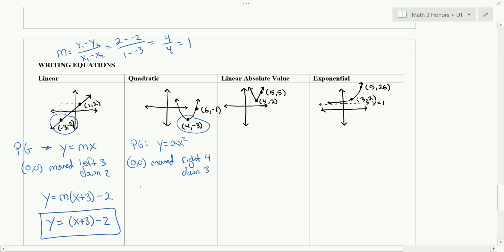So what would our general equation be? Y equals a in parentheses x minus 4. The square goes outside that parentheses, and then minus 3. Okay, so that's what we're going to work with. And then to find a, what do you think we do? Plug in 6 for x, plug in negative 1 for y.